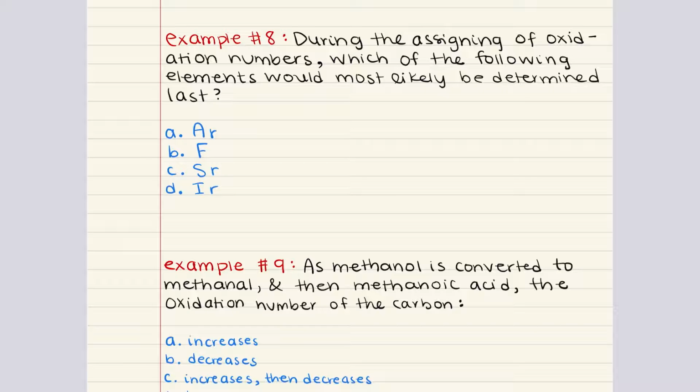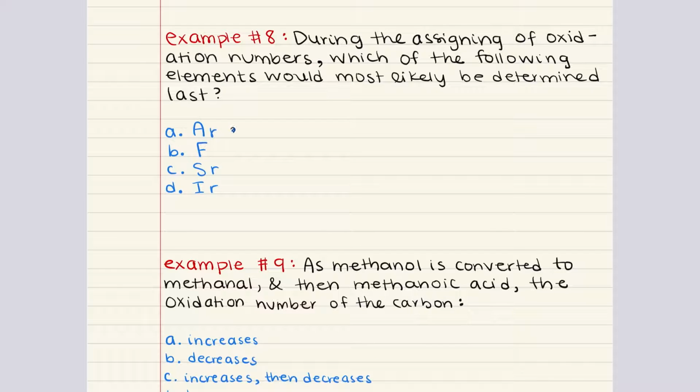Problem 8 says, during the assigning of oxidation numbers, which of the following elements would most likely be determined last? So when we're assigning oxidation numbers, we usually start with elements of known oxidation state first, and then we determine the oxidation state of other elements by deduction. Let's work through each of these answer choices.